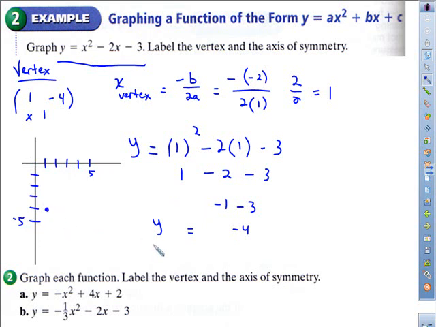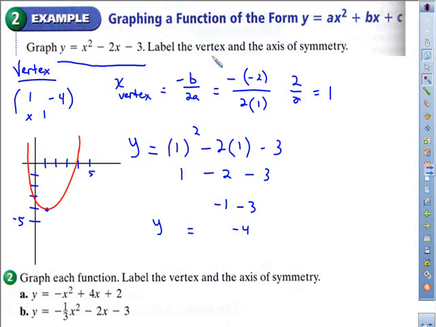Now, is this parabola going to be happy or sad? Alright, so if the a value is positive 1, we know the parabola will be happy. So what I'm doing is, for now, I'm just going to sketch a happy parabola. Okay, so just show me that you know that it should be happy.